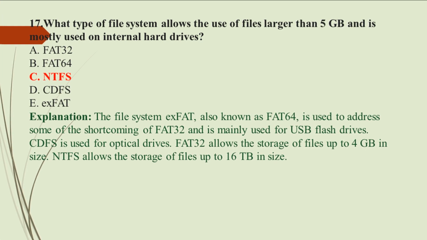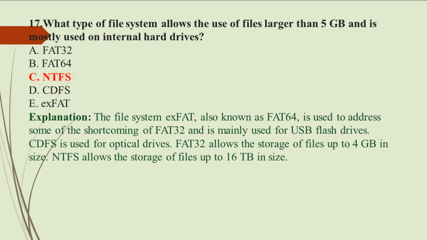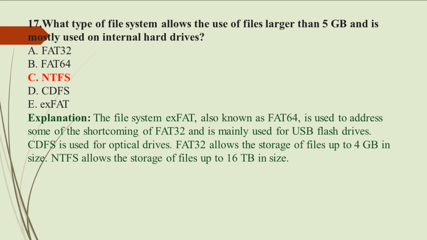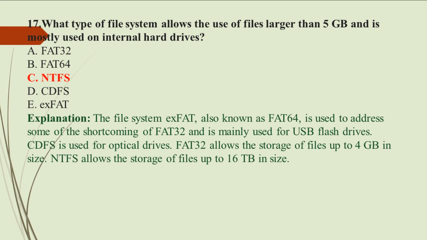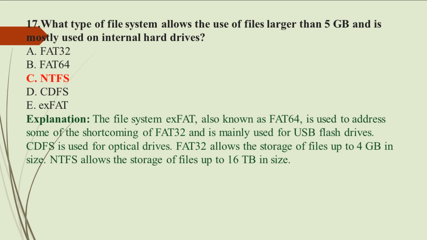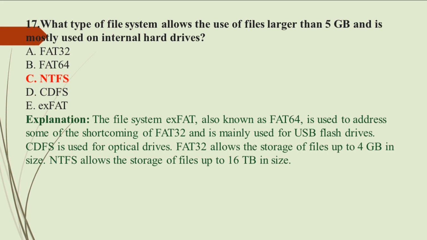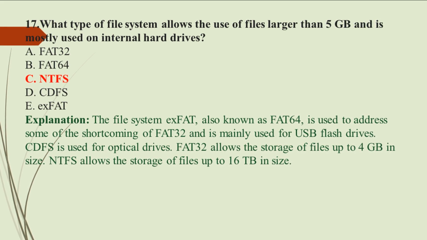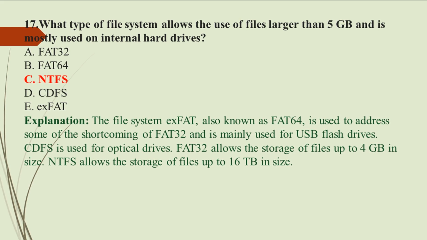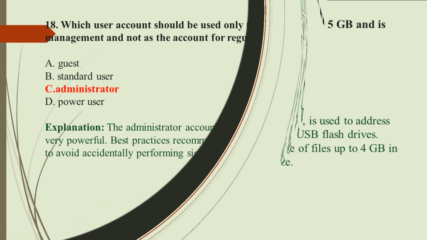The file system exFAT, also known as FAT64, is used to address some of the shortcomings of FAT32 and is mainly used for USB flash drives. CDFS is used for optical drives. FAT32 allows the storage of files up to 4 GB in size. NTFS allows the storage of files up to 16 TB in size.